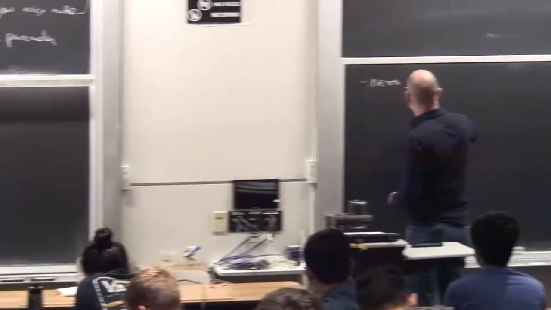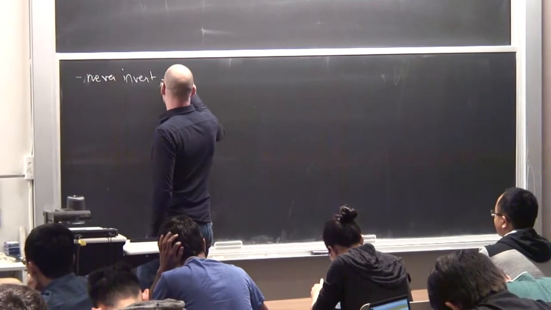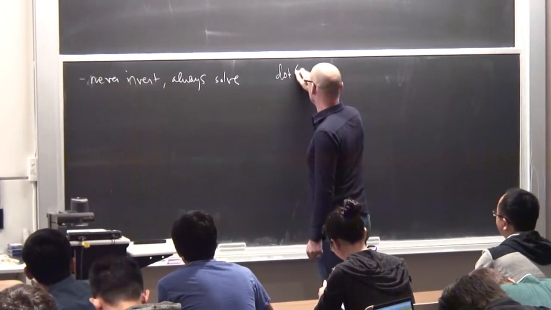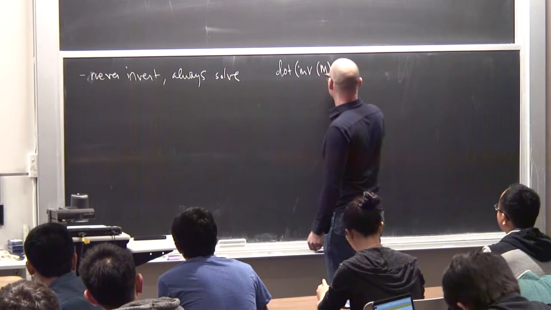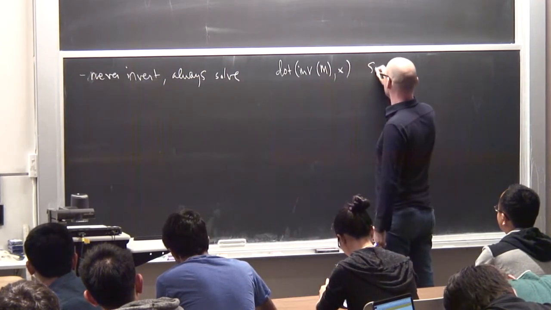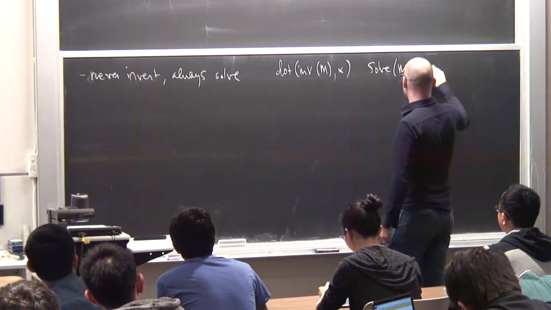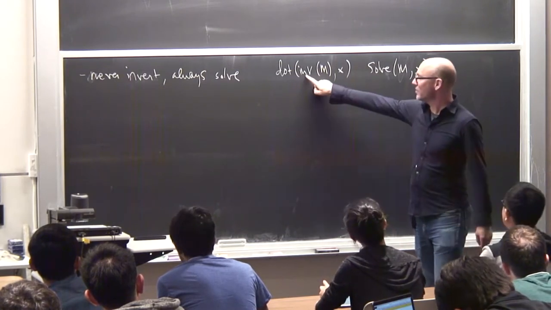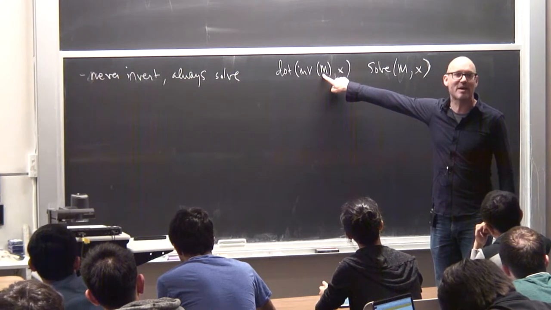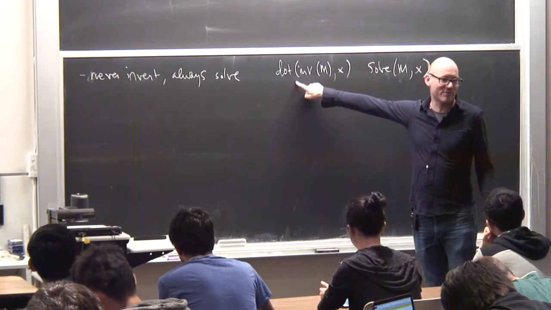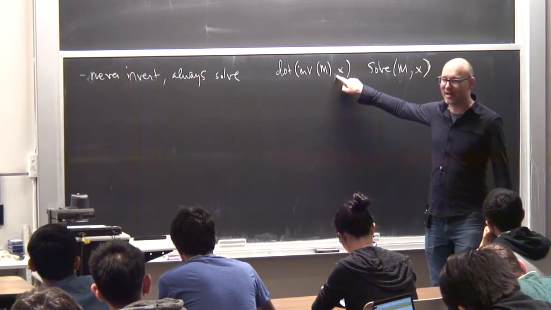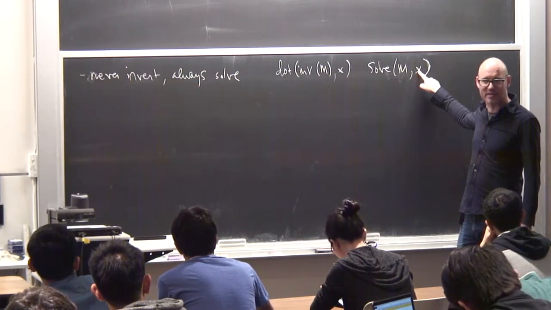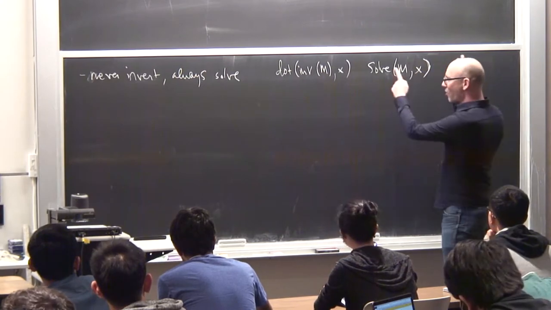never invert. Always solve. That is, you never want to do dot inv M comma x. You always want to do solve M x. The inverse operation tries to make a representation of the inverse matrix that's subject to all of the numerical issues of numerical math, and then do a dot product. The solve tries to find the value of M inverse X that is most accurate given your representation. So this is always a better operation than that.